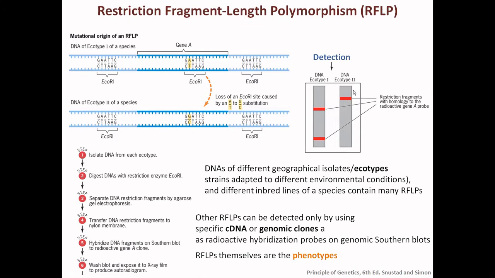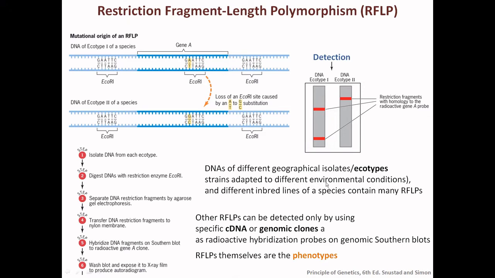So the RFLP allows us to differentiate the 2 types of RFLP, which is possible because they are from the 2 ecotypes. So what is an ecotype? DNA of the different geographical isolates are called ecotypes. So it is like different ethnicity, different geographical areas, different regions in the globe can have different RFLPs. So they are used as molecular markers.